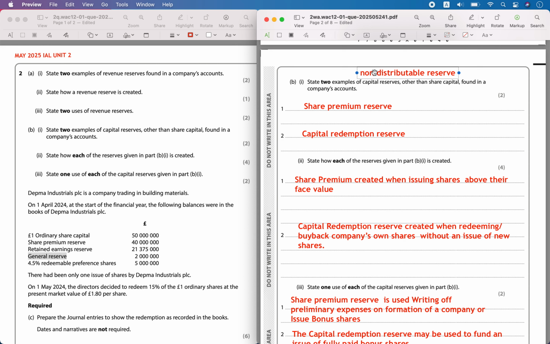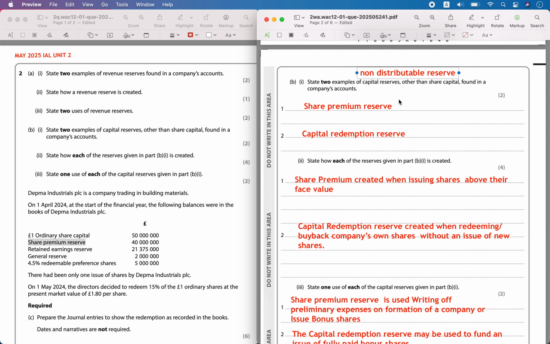Now, state two examples of capital reserves other than the share capital found in the company's account. What are the capital reserves you have? I have the share premium reserve. It's a type of capital reserve. Then, because I'm seeing redeemable shares, I can also create a capital redemption reserve. So these are the categories of capital reserves.